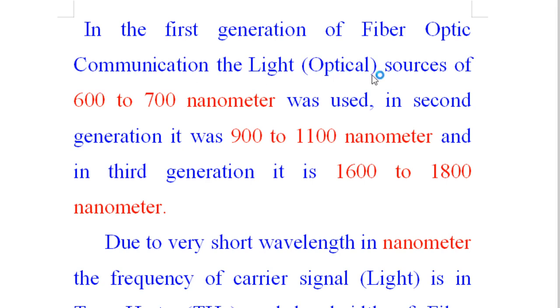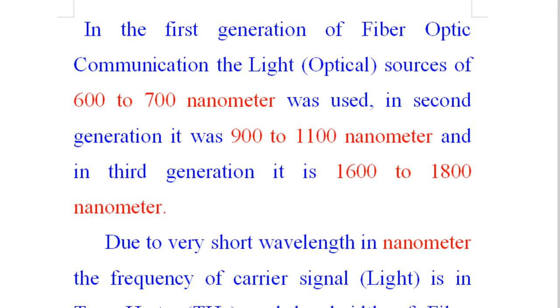In the first generation of fiber optic communication, the optical sources of 600 to 700 nanometers were used. Nano means 10 raised to minus 9 meter. So wavelength is very, very less. In second generation, the light sources used were about 900 to 1100 nanometer. And in third generation, it is 1600 to 1800 nanometer. Now, this is the advantage of fiber optic communication. The light signal which is used has a very short wavelength.